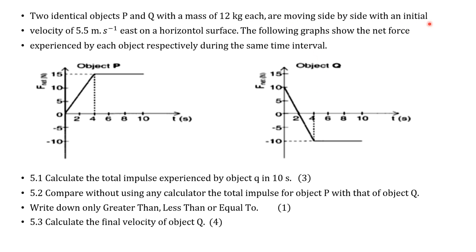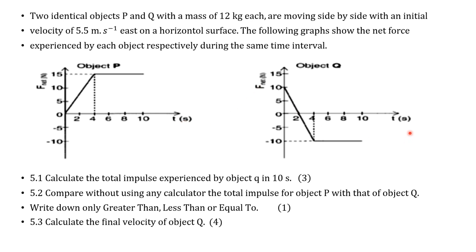They are moving side by side with an initial velocity of 5,5 meters per second east on a horizontal surface. The following graph shows the net force experienced by each object respectively during the same time interval. Alright, so there you can see I have F net and time. So I assume you know F net times time gives me change in momentum.